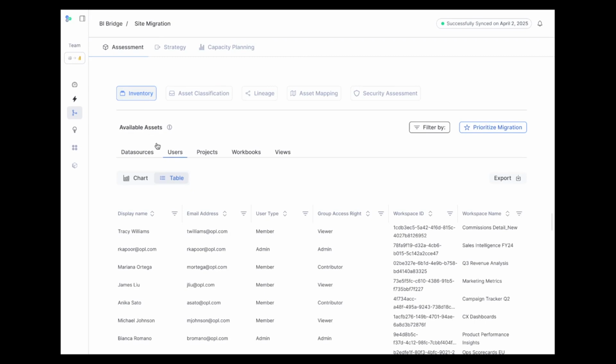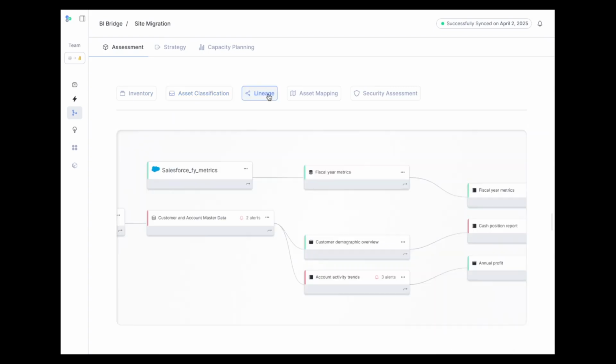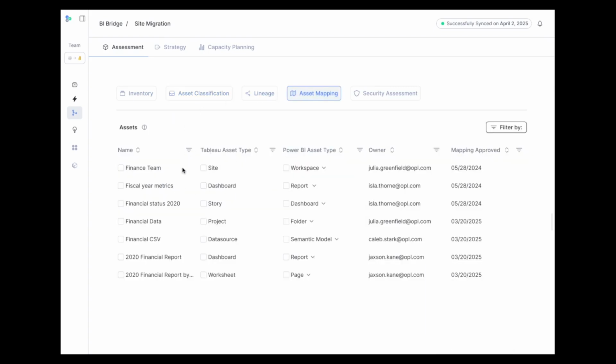Once we connect to our inventory page, you'll instantly get all of your users, your assets across the environment, access to lineage from what's happening in Tableau, a mapping of each individual asset, whether it's a site, dashboard, story, project, over to the equivalent in Power BI, and have a workflow available to actually approve this. This is straight from the system.